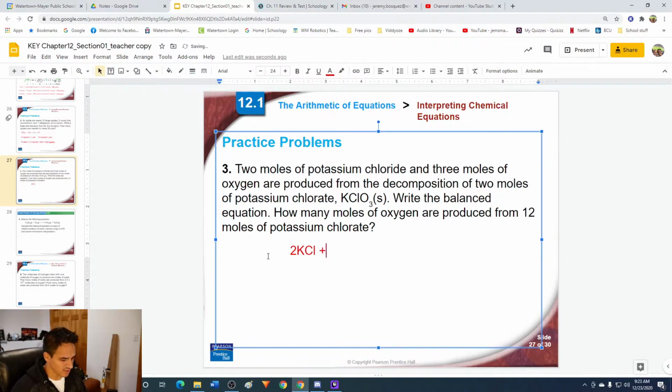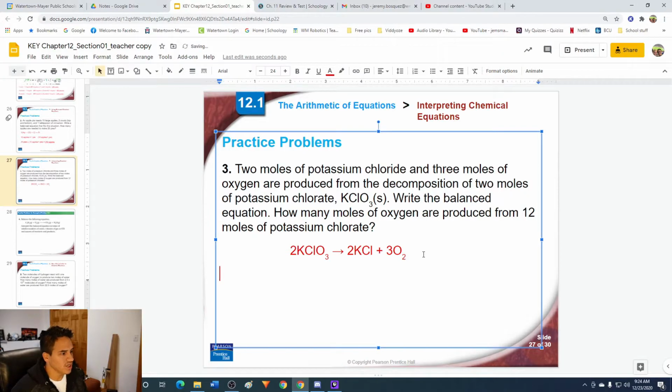So we have 2 KCl, 2 moles of potassium chloride. We're going to put a 2 in front of the KCl. 3 moles of oxygen. So 3, and oxygen is diatomic. It is a Brinkelhoff. So it's O2, not just O. Okay, so those are our products, and those are being produced from the decomposition of 2 moles of potassium chlorate, which they are giving us the chemical formula for, which is KClO3. Okay, so this is essentially our balanced reaction based on the information they're telling us. 2 moles of potassium chlorate break down to make 2 moles of potassium chloride and 3 moles of oxygen.